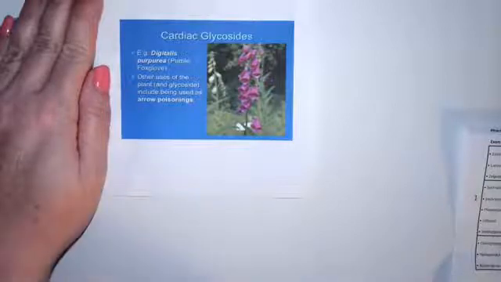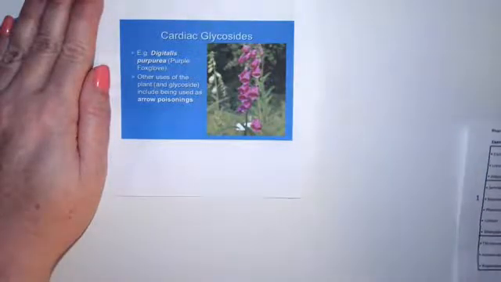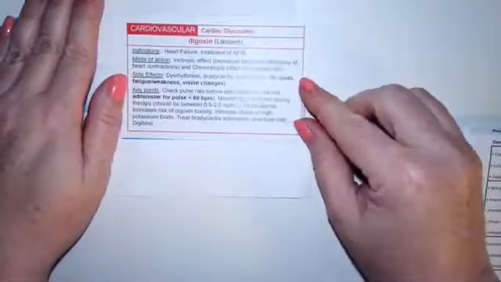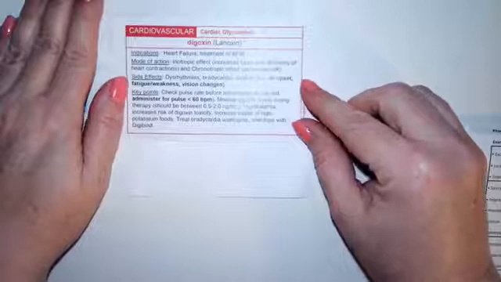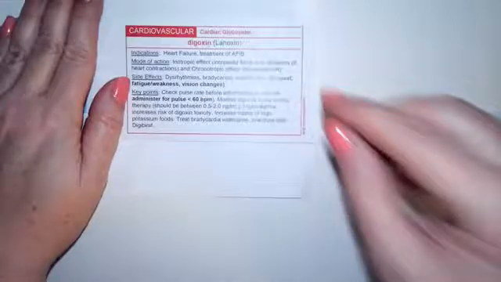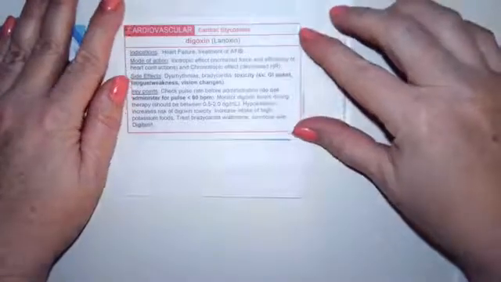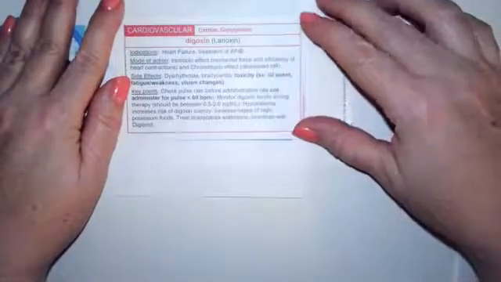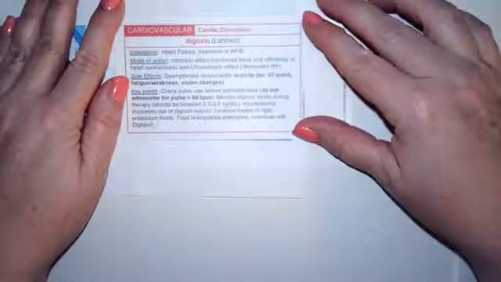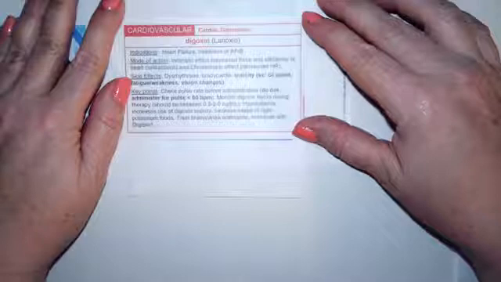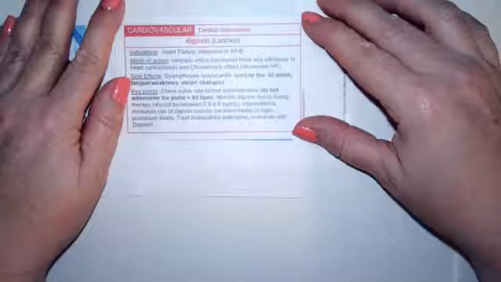So digitalis or digoxin, if we want to look at what it does, digoxin is indicated for heart failure and for treatment of atrial fibrillation. It has an inotropic effect, which means it increases the force and efficiency of cardiac contractions, and it has a chronotropic effect, meaning that it decreases the heart rate.